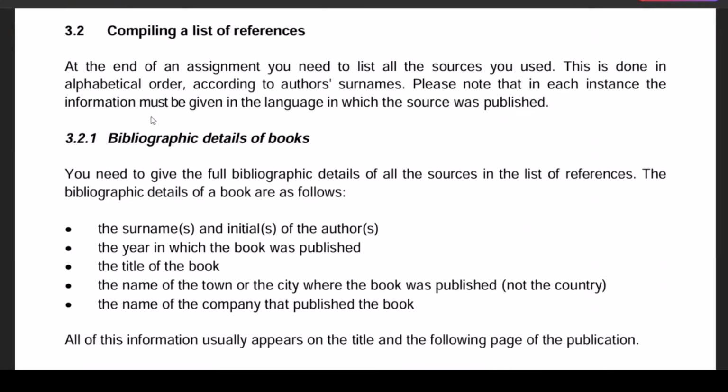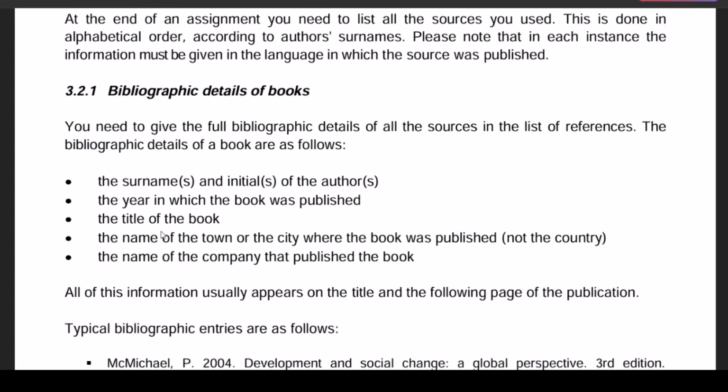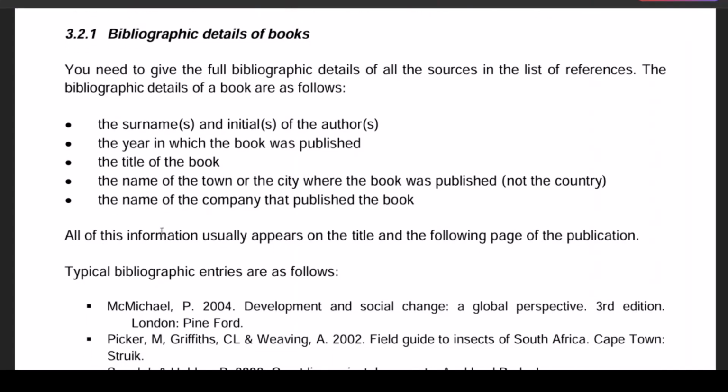Okay, let's go to compiling a list of references. So they say at the end of an assignment, you need to list all the sources you used. You already know that, we covered that. So this is done in alphabetical order, right? According to the author's surname. So it's going to be the author's surname as well as their initial. Okay, so here, you remember I said let's go to something that we can all see as well as the examples. So here is page 23.